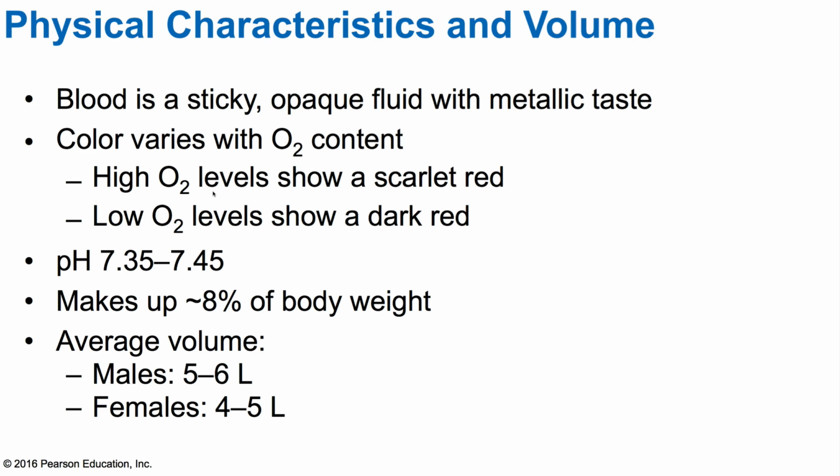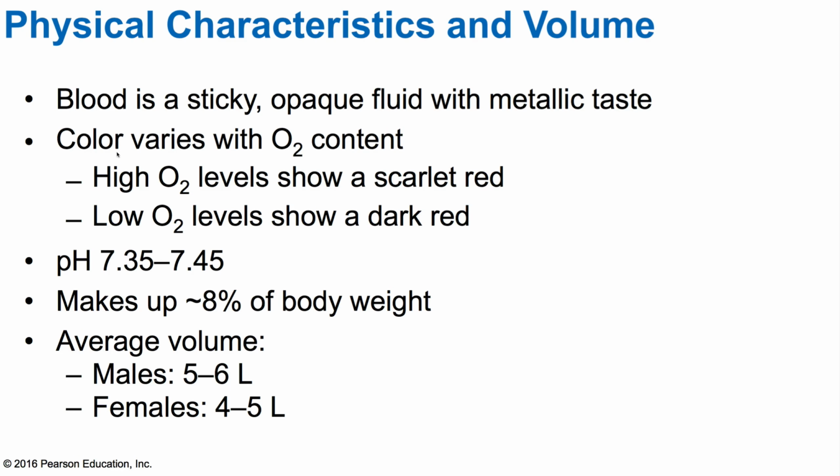So let's look at some of the physical characteristics and volume of blood. Blood is sticky. If you ever cut yourself and touch blood, you'll notice that it's sticky. The reason it becomes sticky is because the clotting formation is starting to happen. Aside from that, you'll notice that blood is not transparent, it's opaque. And if you've ever put a cut finger into your mouth, you'll notice that it has a metallic and salty taste to it.